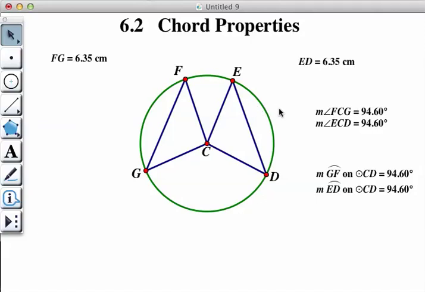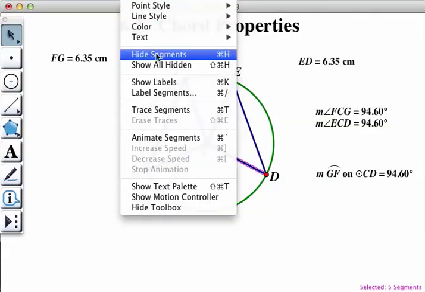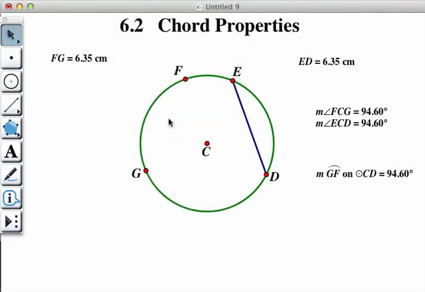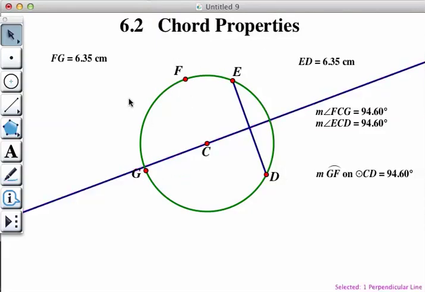Now, for this next one, let me try to come in here and clean this up a little bit. I'm going to get rid of one of the chords. I'm going to hide it, and I'm going to hide some of those radii. And let's just look at, if I draw a perpendicular line from the center of the circle, from point C, to this chord, chord ED, let's see what happens there.